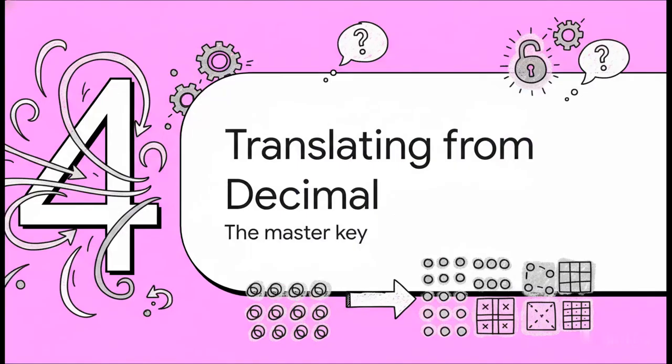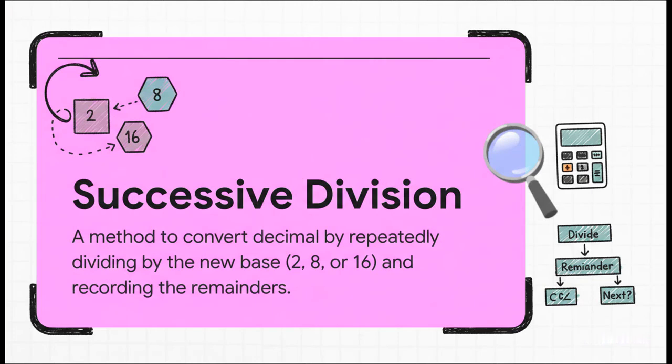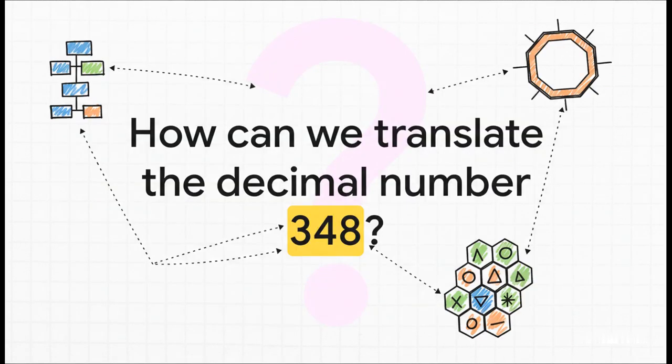Okay, so we get why these systems exist. Now, let's roll up our sleeves and figure out how to actually do it. How do we take our normal, everyday decimal numbers and translate them into these other languages? The main technique we're going to use is called successive division. Now, it sounds a little technical, but the idea is actually super simple. You just take your decimal number and you keep dividing it by the base you want to convert to. So you divide by 2 for binary, 8 for octal, or 16 for hex. The only trick is you have to keep track of the remainders. Let's work through an example together to really see this in action.